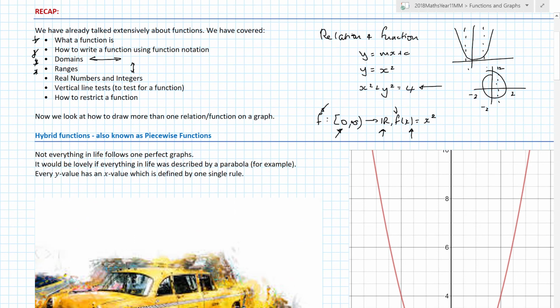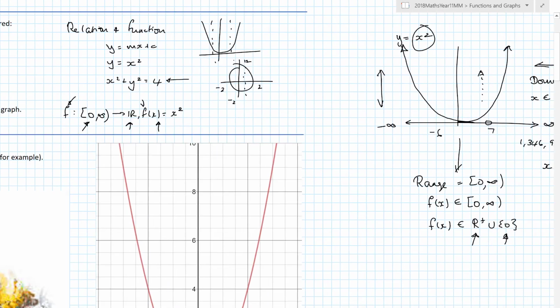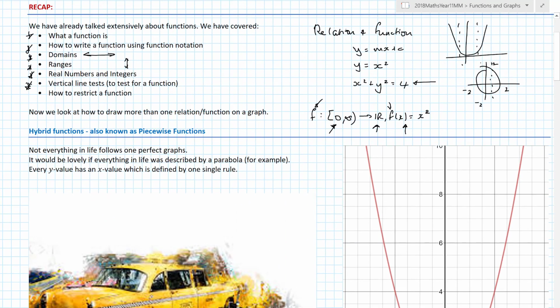This is all work we've done previously. We've looked at real numbers and integers, we know that. We've looked at the vertical line test to test for one-to-one functions, right? To test for a function. And we've looked at why and how we restrict a function.